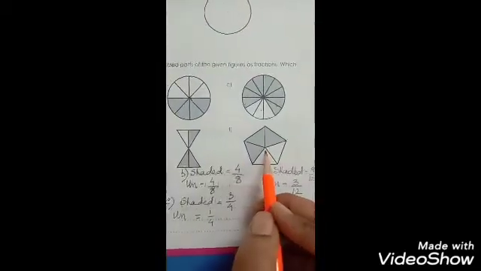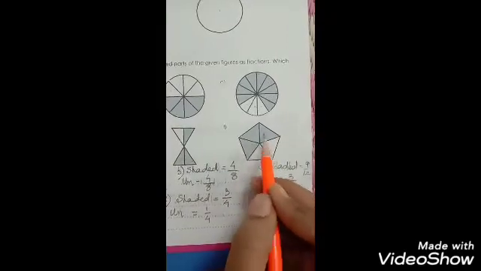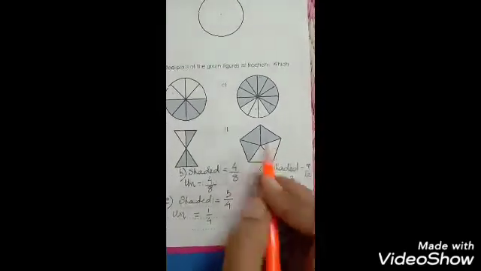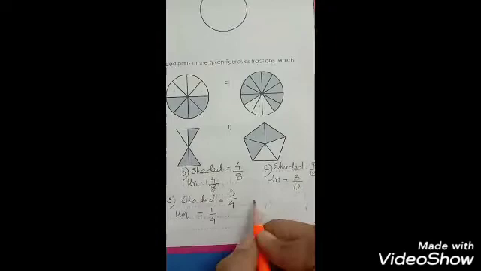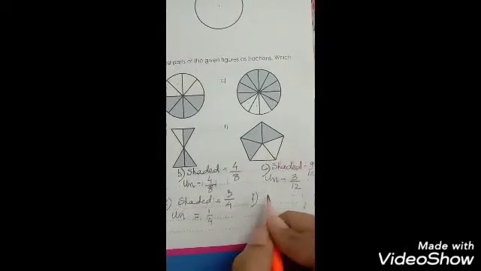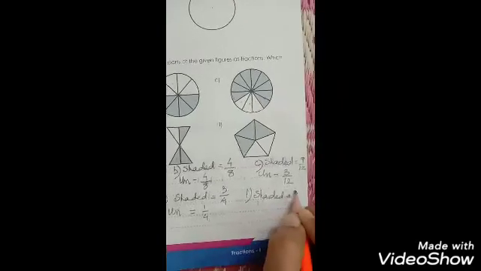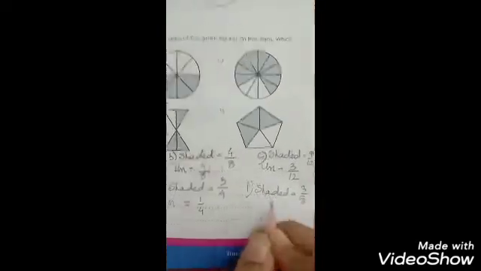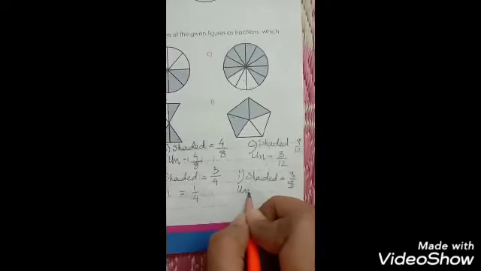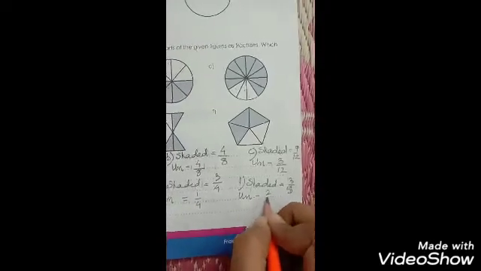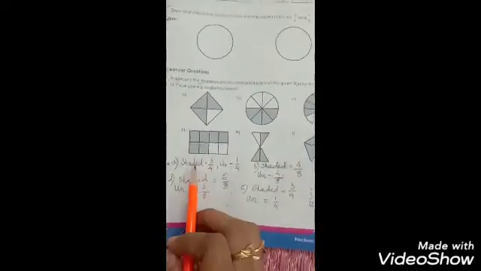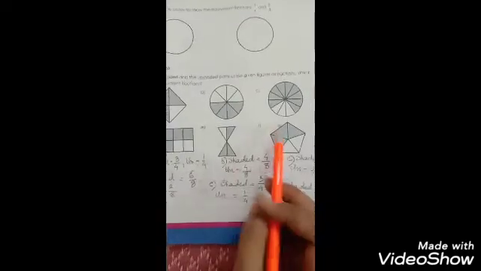Last one, F. This figure is divided into how many parts? 1, 2, 3, 4, 5 parts. So out of 5 parts, how many parts are shaded? 3. So F shaded 3 by 5. Unshaded 2 by 5.